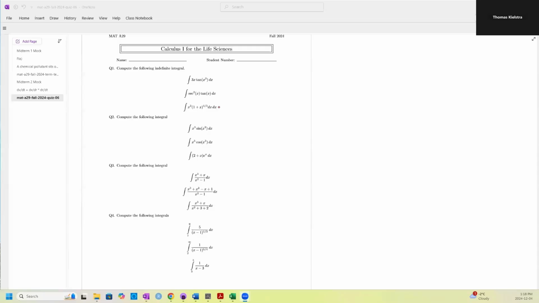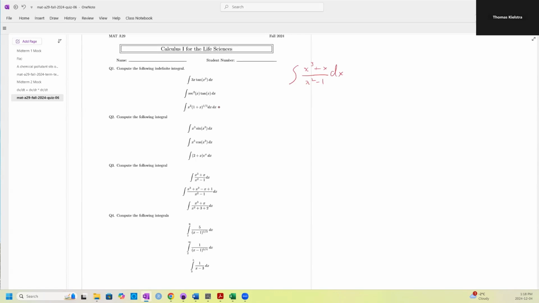We'll now look at Q3. Question 3 has to do with partial fraction decomposition. And with the partial fraction decomposition, we have polynomial long division first, and then we decompose the function. Now, in our first expression, we have the integral of x cubed plus x over x squared minus 1 dx.